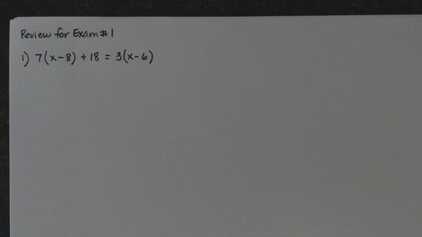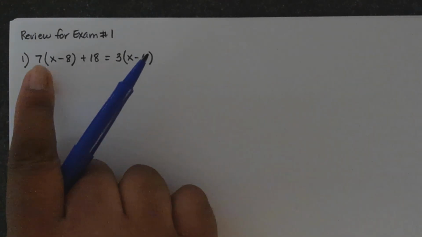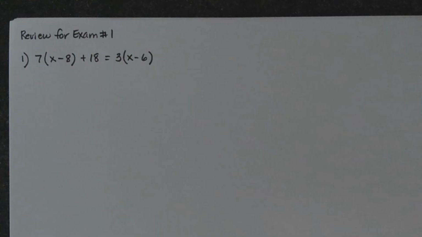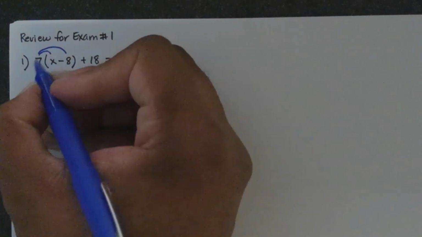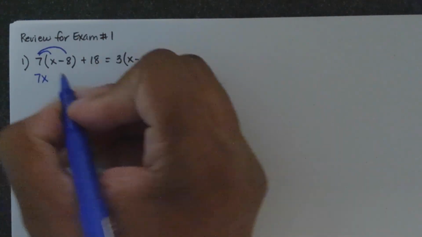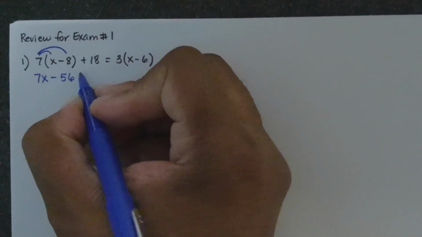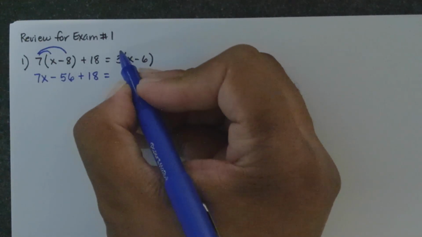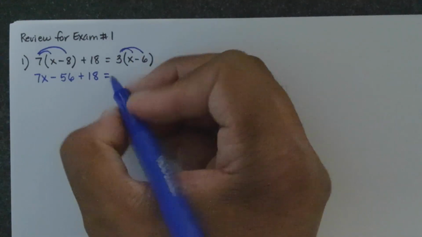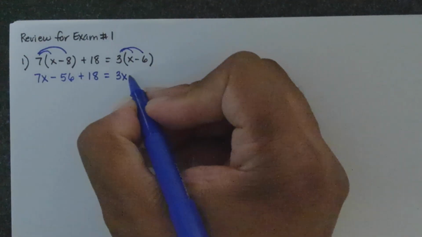Okay. So the first thing we need to do here is just remove the parentheses and combine some like terms here. Now, on the left side, if I distribute the 7 over the x minus 8, I would get what? 7x minus 56. Then we bring down the plus 18, and then that's equal to 3x minus 18. Here I'm distributing the 3 over the x minus 6.